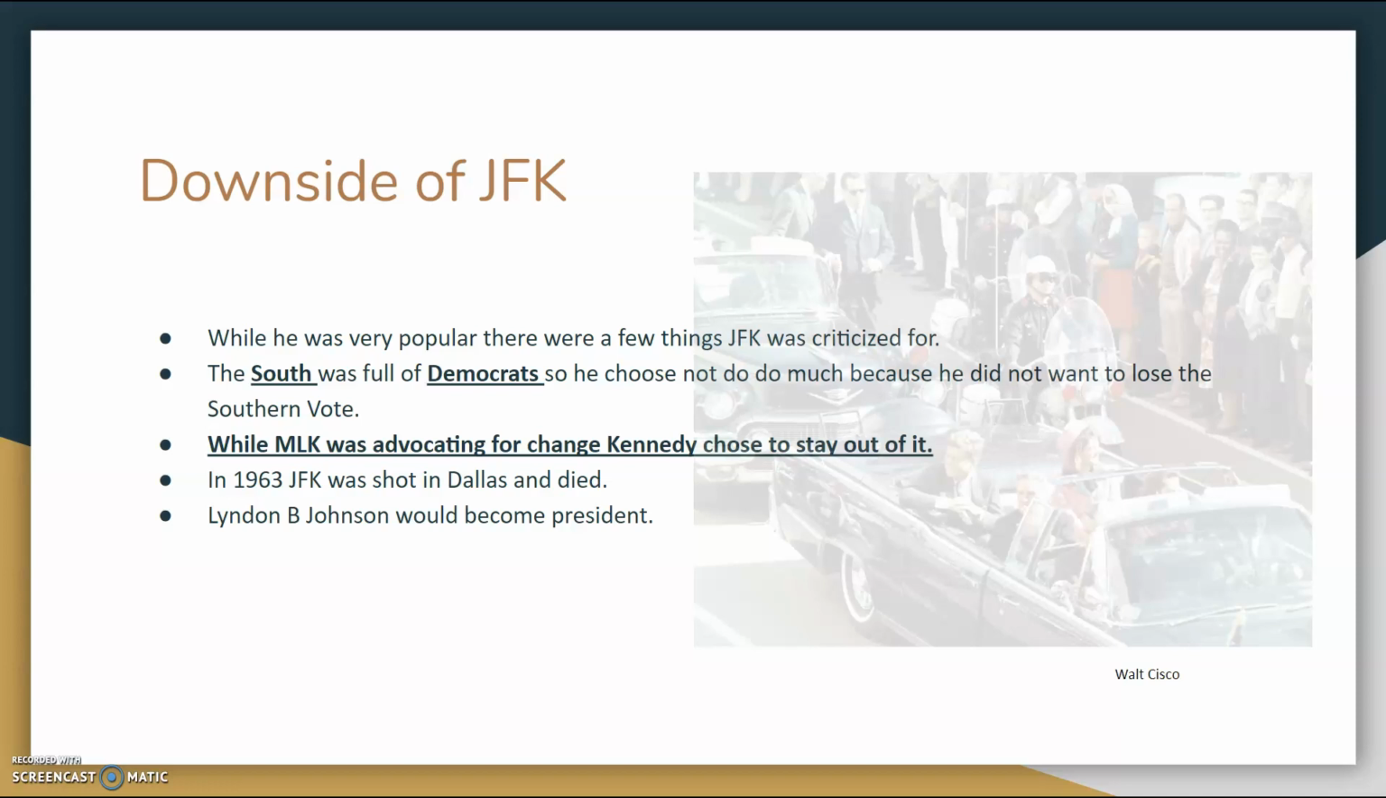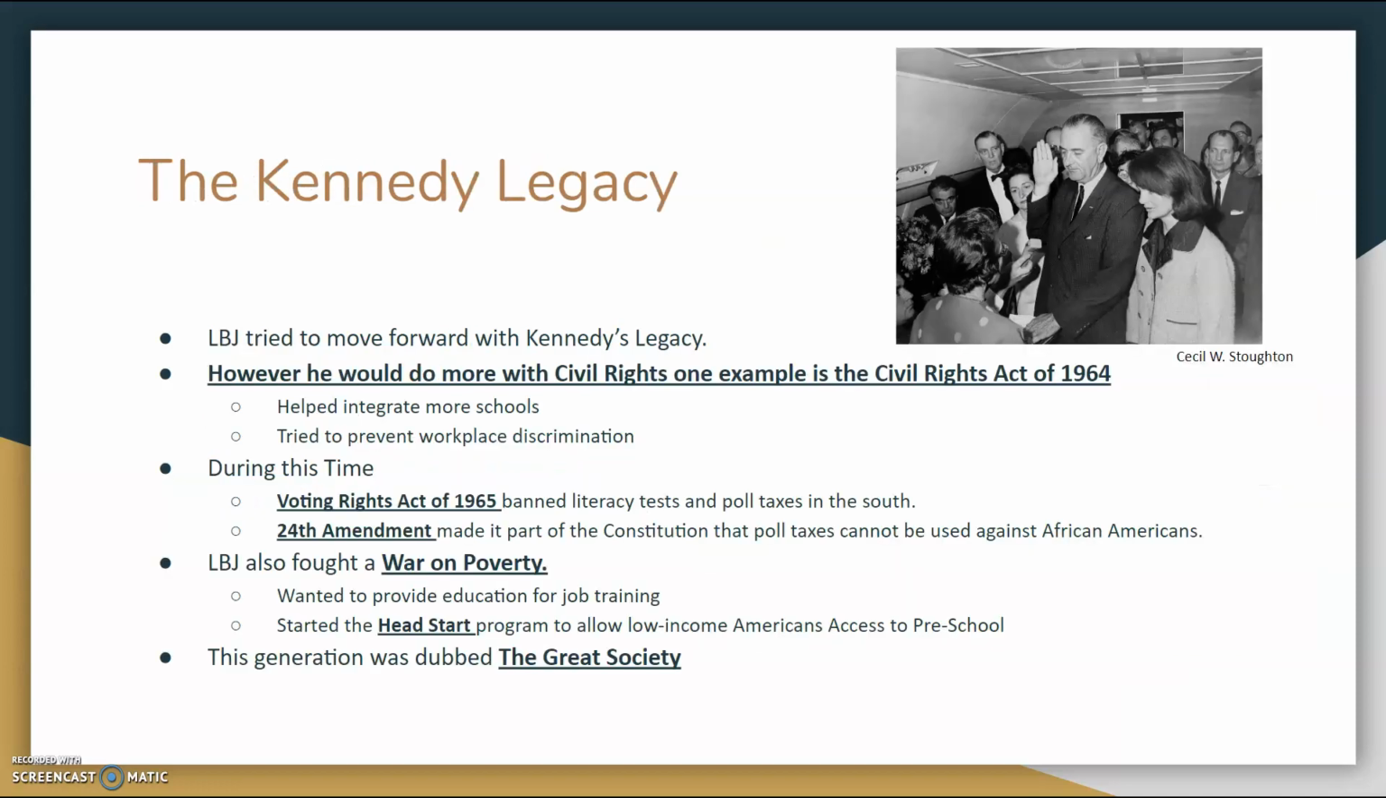And all of his changes were brought to a halt in 1963 when he's assassinated in Dallas, and then Lyndon Baines Johnson becomes president shortly after that. LBJ tried to carry on with Kennedy's legacy, but he would actually take on some of the civil rights issues of the day, starting with the Civil Rights Act of 1964, which helped integrate schools.